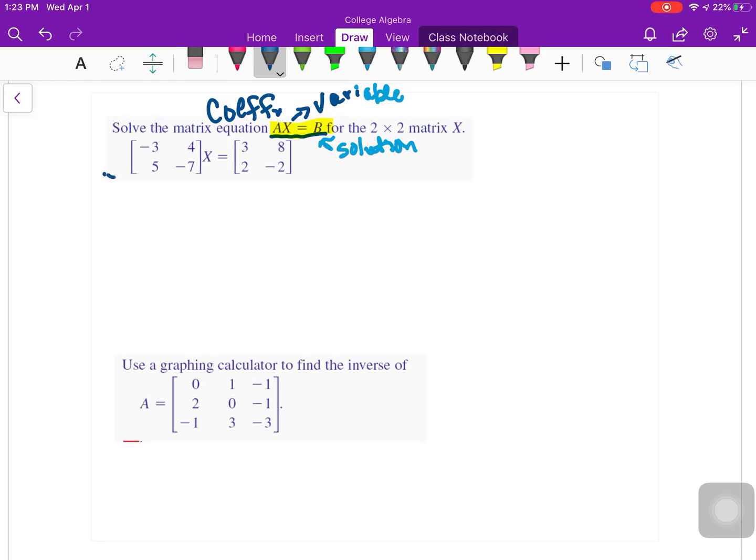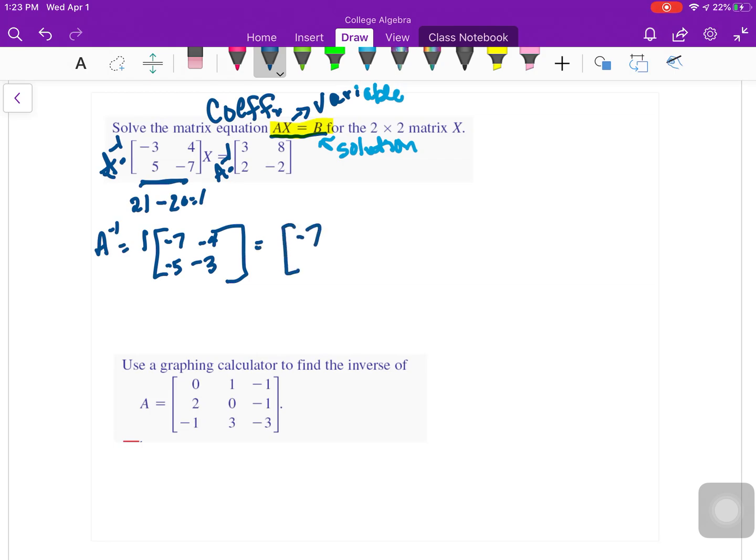All right, so to solve this, I need to multiply this by A inverse. You must always multiply the inverse in front of the matrix. So I need the inverse of this matrix A. So the determinant would be 21 minus 20 equals 1. So A inverse is the reciprocal of 1, which is 1. Flip -7, -3, negate -4, -5. So A inverse is -7, -4, -5, -3.